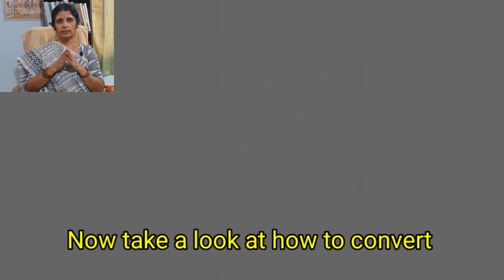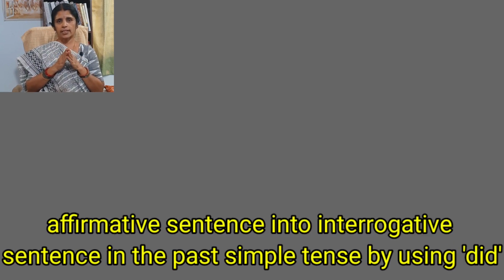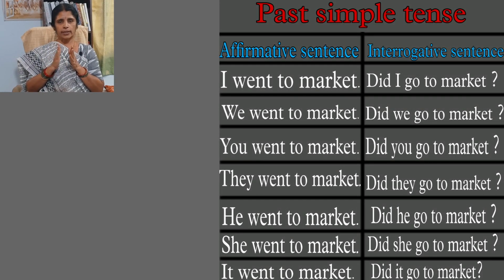Now take a look at how to convert affirmative sentences into interrogative sentences in the past simple tense by using did. I went to market. Did I go to market? We went to market. Did we go to market? You went to market. Did you go to market? They went to market. Did they go to market? He went to market. Did he go to market? She went to market. Did she go to market? It went to market. Did it go to market?